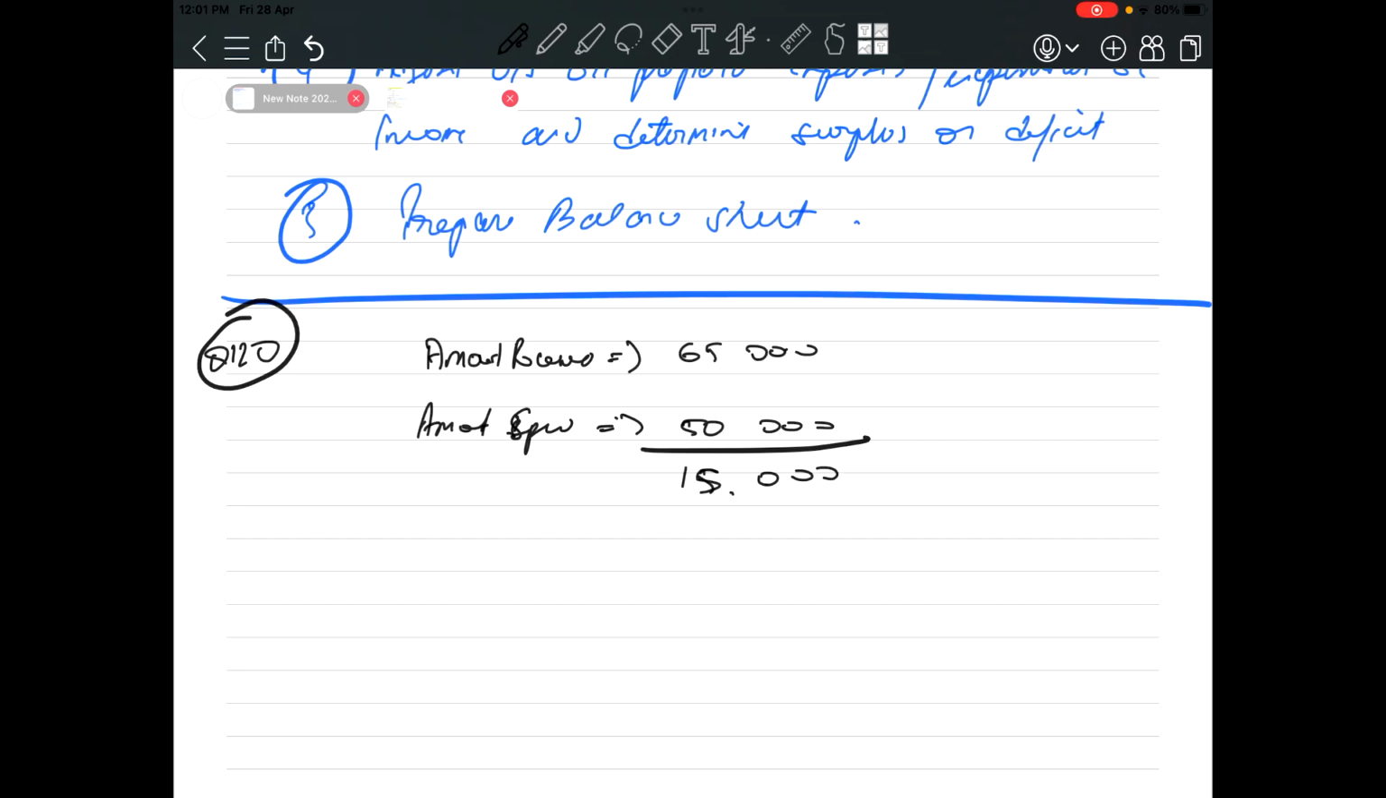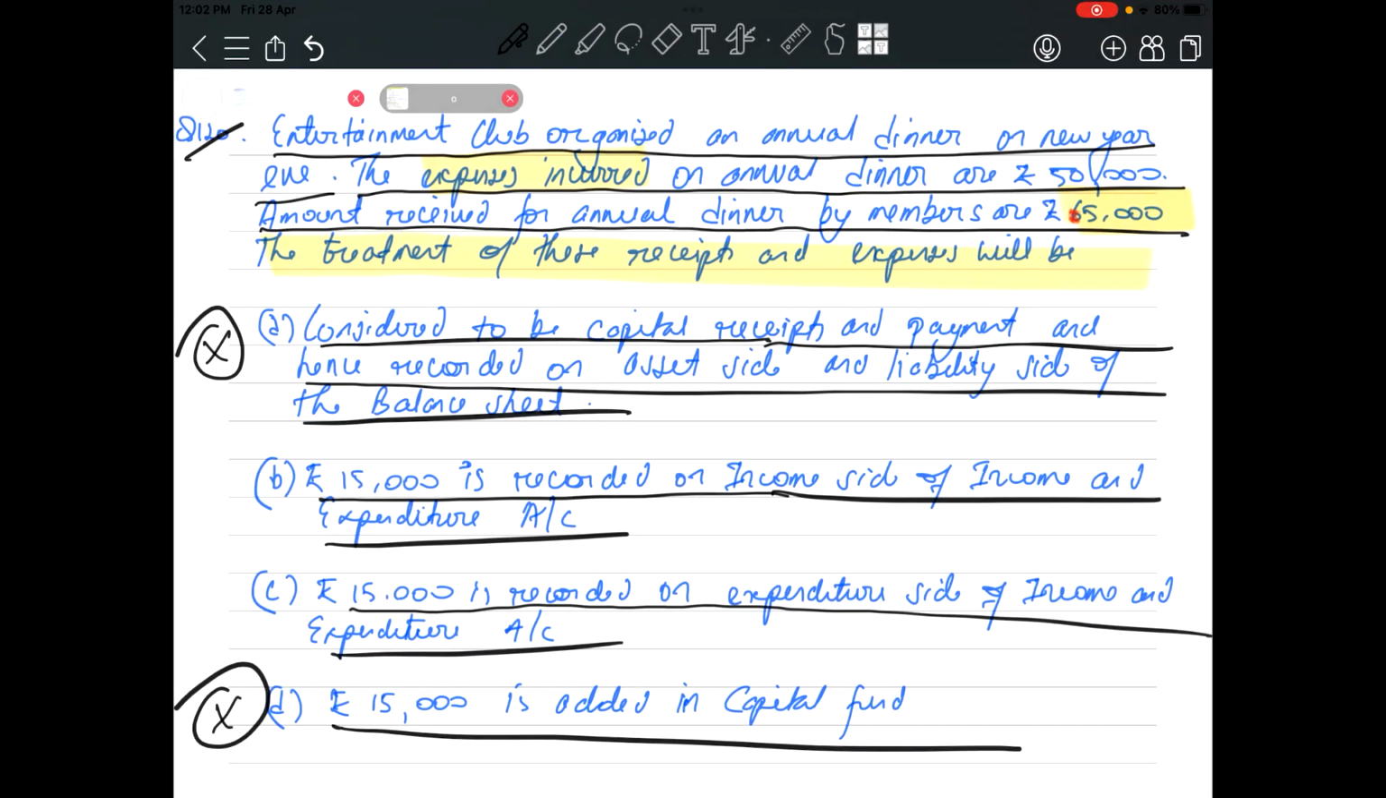Now if it was a profit organization, with a profit motive, this 15,000 would have been their profits or gains, because the amount they receive is 65,000 for the dinner, but they spend only 50,000, so 15,000 is still left, right? So in case of an NPO, what will be the right treatment?